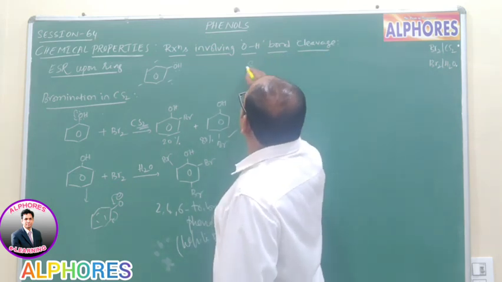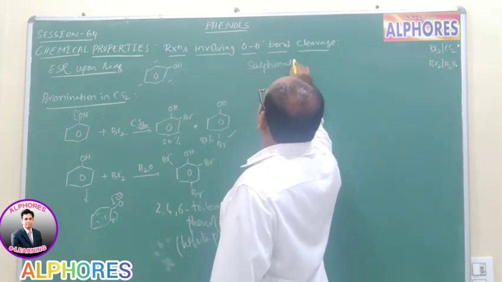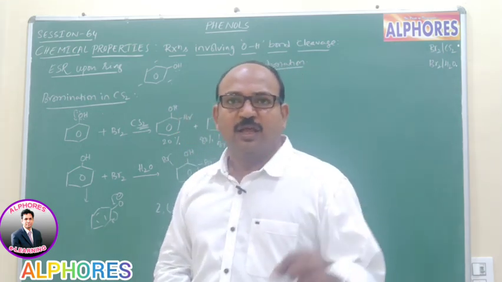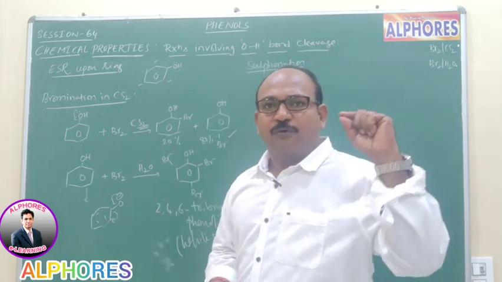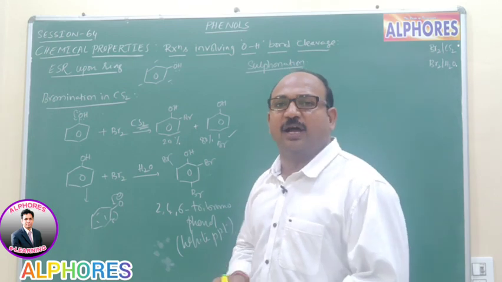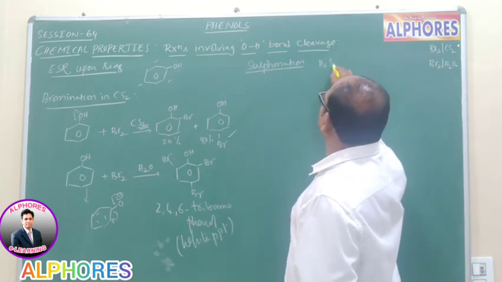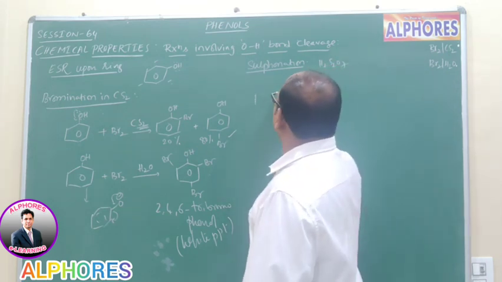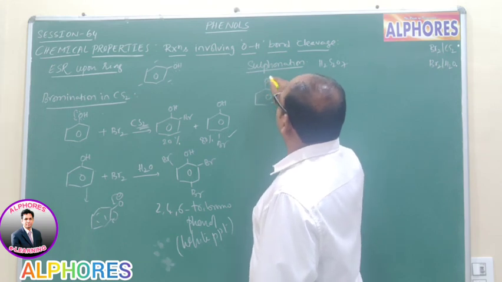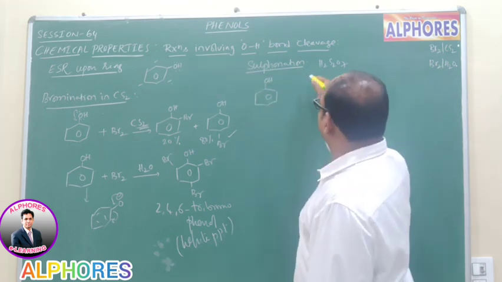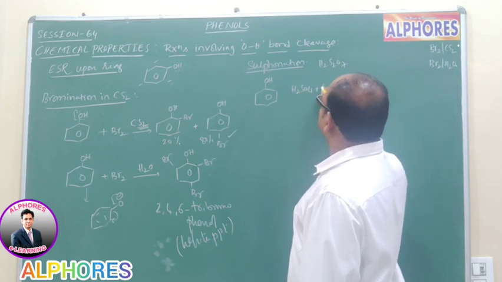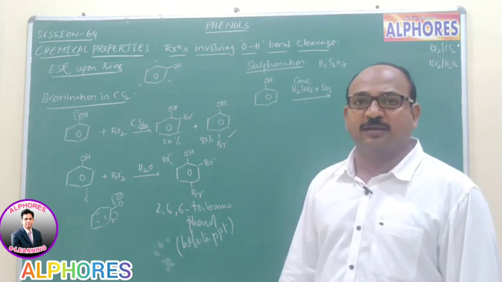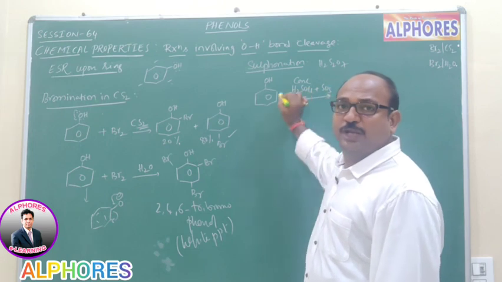And sulfonation, as we know, benzene upon sulfonation gives benzene sulfonic acid. For sulfonation in general we use fuming sulfuric acid or pyrosulfuric acid, H2S2O7, also called oleum. So phenol upon sulfonation: here H2SO4 plus SO3, concentrated sulfuric acid and SO3, gives H2S2O7, fuming sulfuric acid, with SO3 as a neutral electrophile.